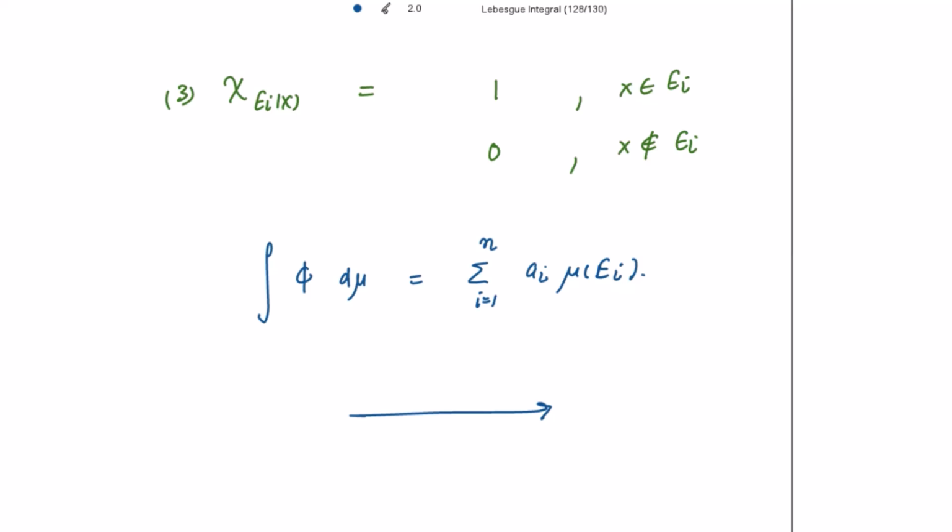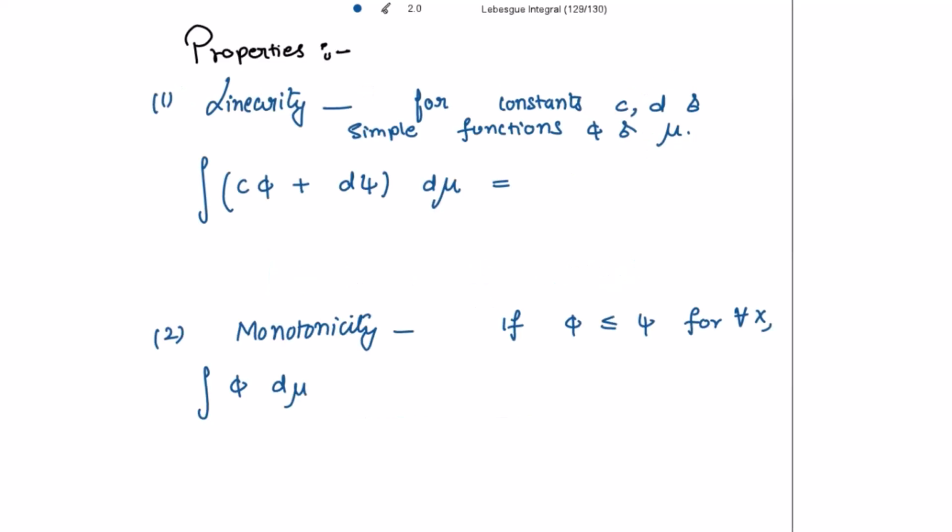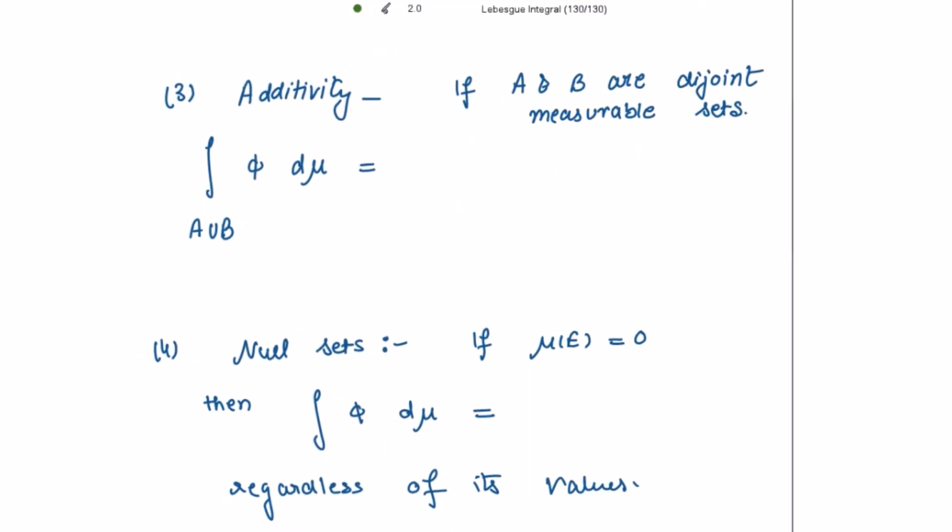Some of the properties: for the linearity, for constants c, d and simple functions phi and psi, this integral is equal to the constant c multiplied with the integral of phi d mu plus the constant d multiplied with the integral of psi d mu, right? Then for the monotonicity, if phi is less than equal to psi for all x, then integration of phi will be less than equal to the integration of psi, right?